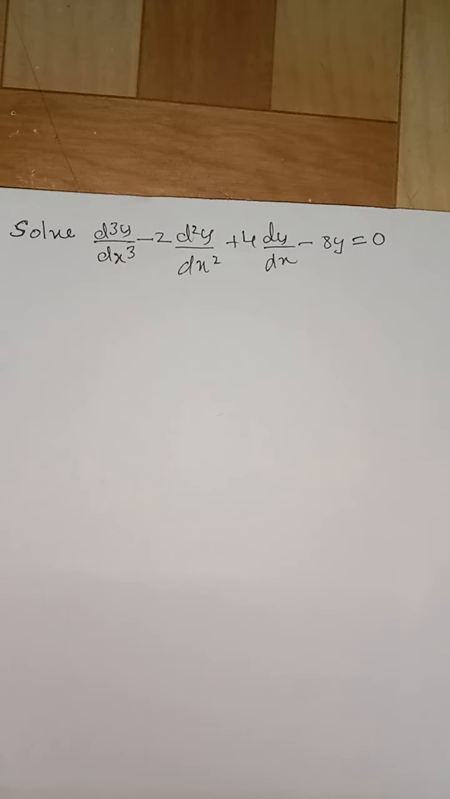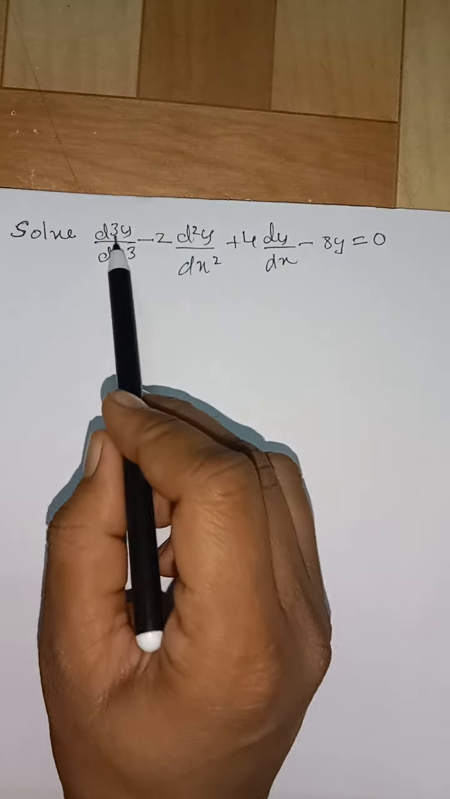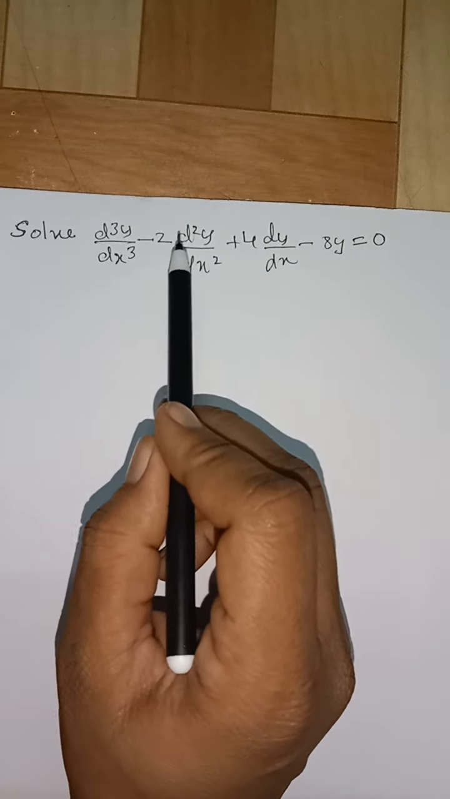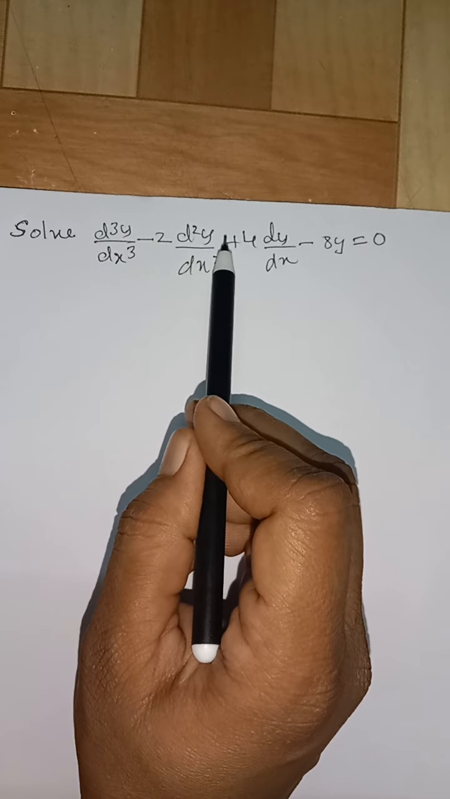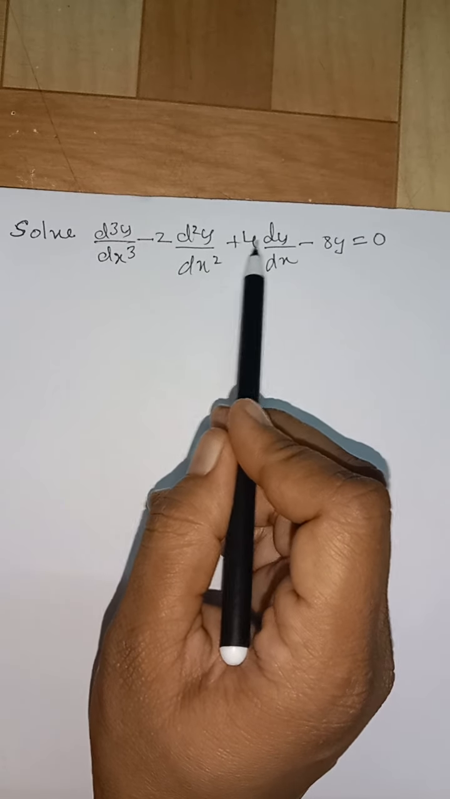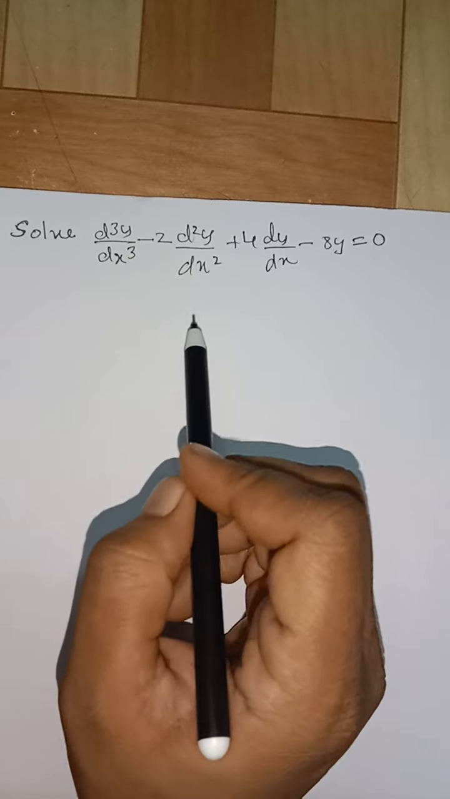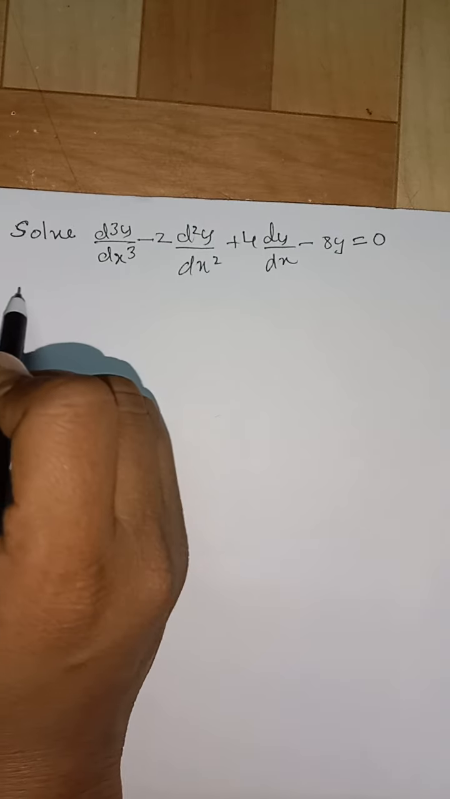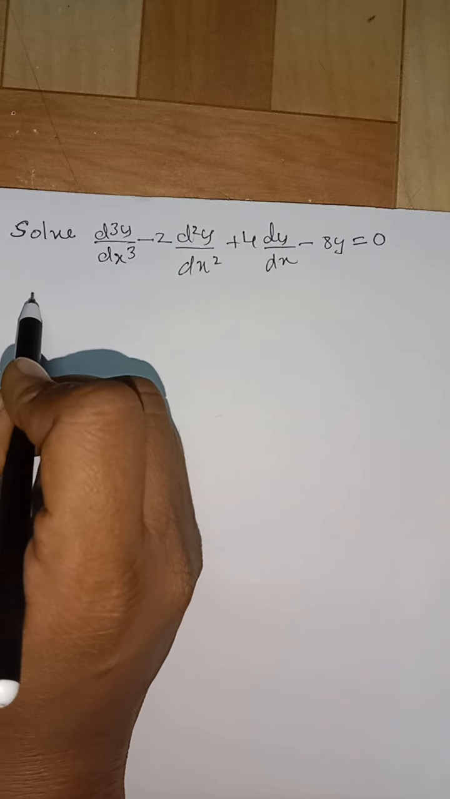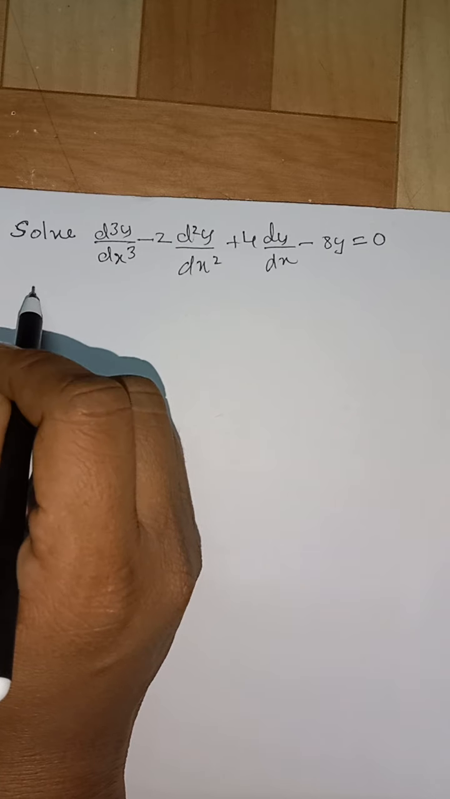Hello students, let us solve this cubic equation. The question is d cube y upon dx cube minus 2 d square y upon dx square plus 4 dy by dx minus 8y equals to 0. Now we have to solve this homogeneous differential equation.